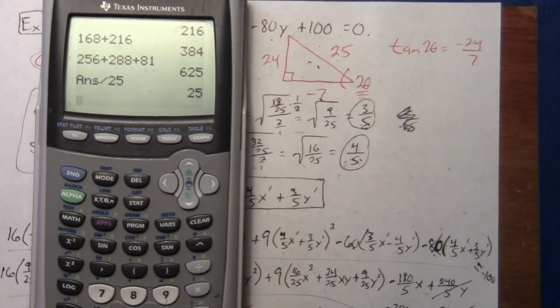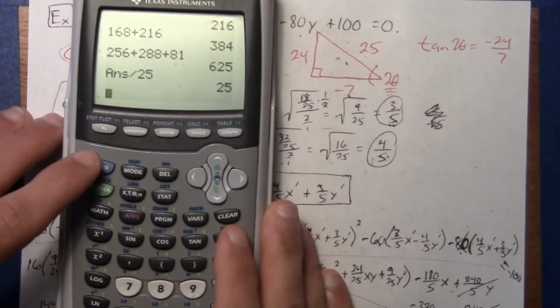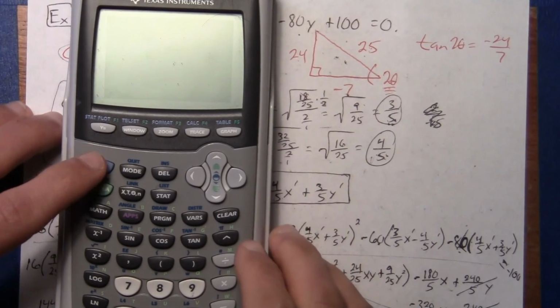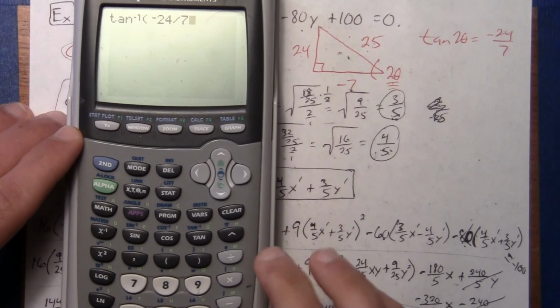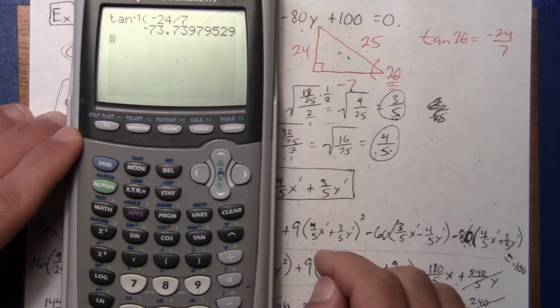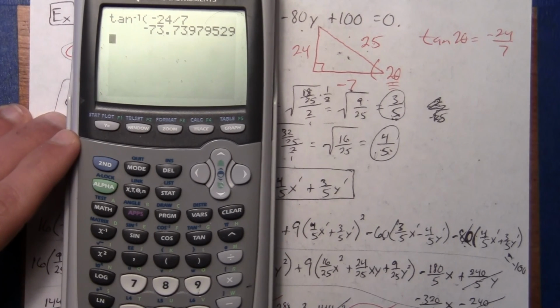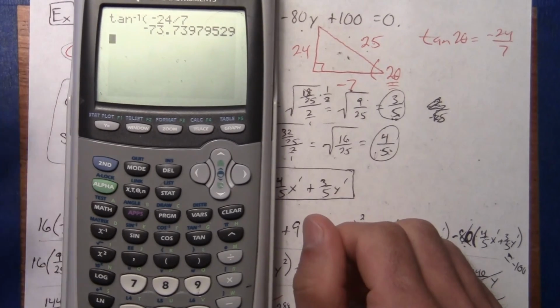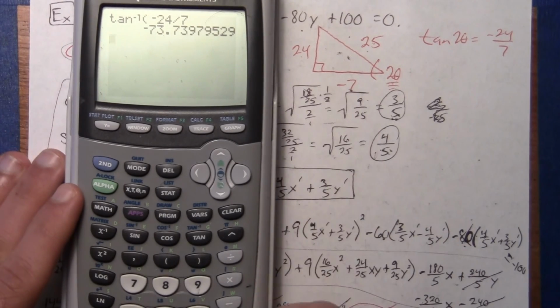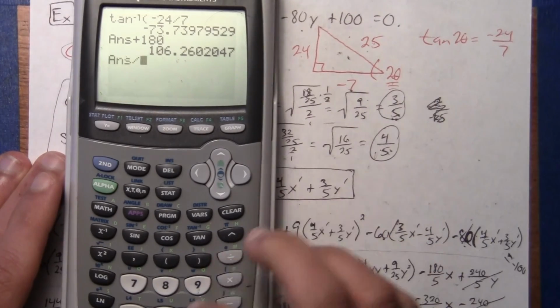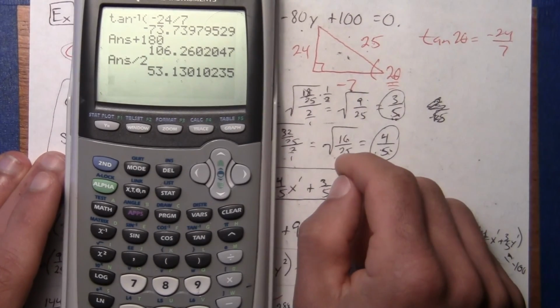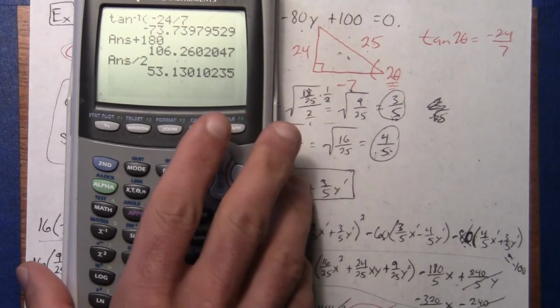And I change it to tangent because I have this on my calculator. I can do second tangent negative 24/7, hit enter. And then I'm going to have to recognize that again because it's tangent inverse. The calculator thinks I'm in the 4th quadrant. Really, I'm in the 2nd quadrant, so add 180 to it. That is what 2 theta is. If you divide that by 2, there is your actual angle of rotation, 53.13 degrees.